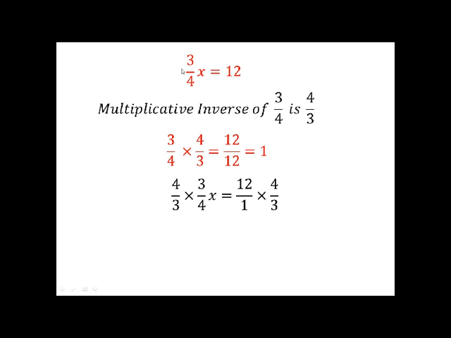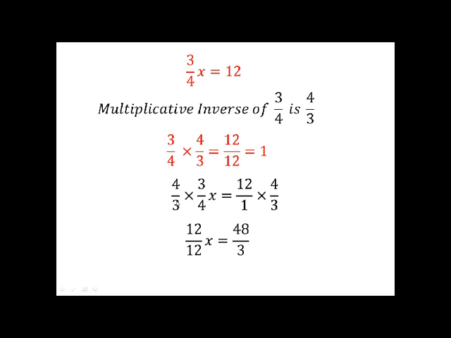So then we're going to use that multiplicative inverse in order to solve this equation, right? So we have 4/3 times 3/4. This is 3/4 times 4/3. And then we just bring the x down. But we have to do this on both sides in order to keep the equation true. So we have 12 over 1, which is the same as 12, times 4/3. That's the multiplicative inverse of 3/4.